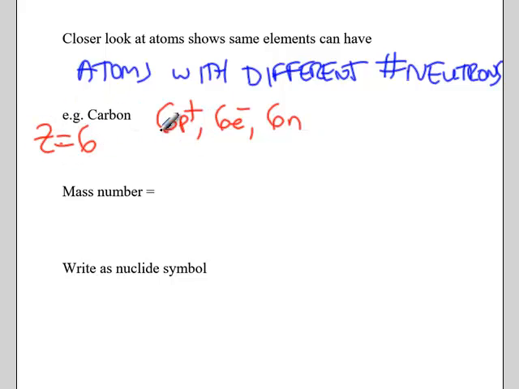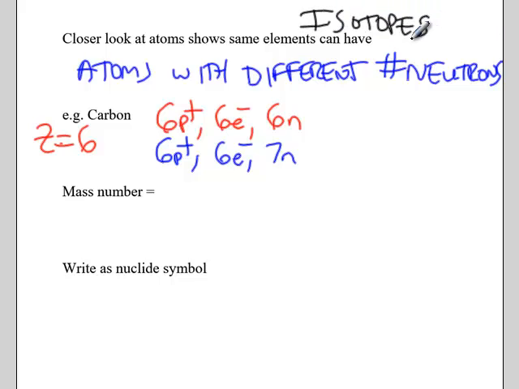So the mass of this atom is going to be different than the mass of another carbon atom which has 6 protons and 6 electrons, but it exists with an extra neutron, with 7 neutrons. What we call these atoms that have different numbers of neutrons is isotopes. So the red atom would be one isotope of carbon, and the blue would be a second isotope of carbon. And it turns out that carbon has a third isotope, which has 8 neutrons.